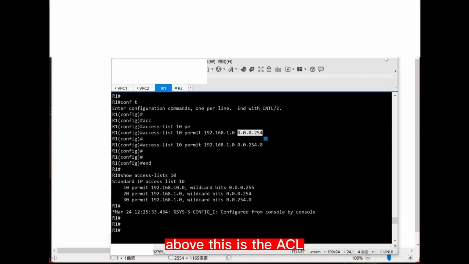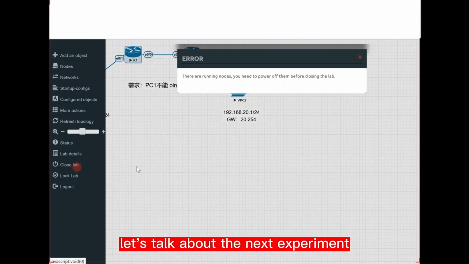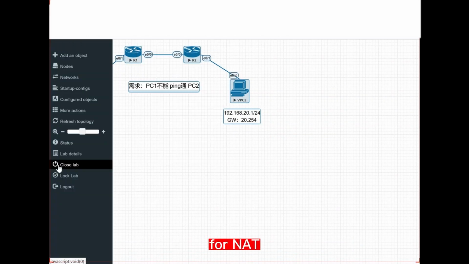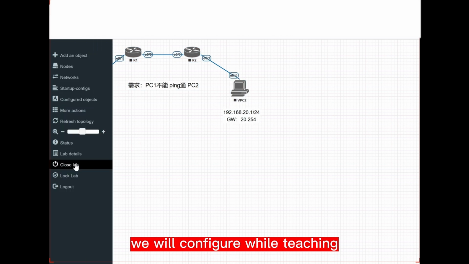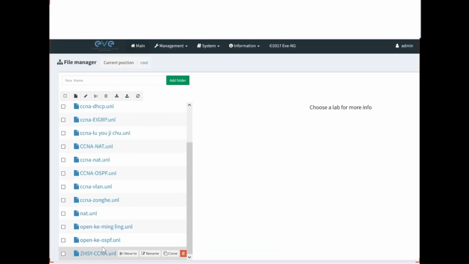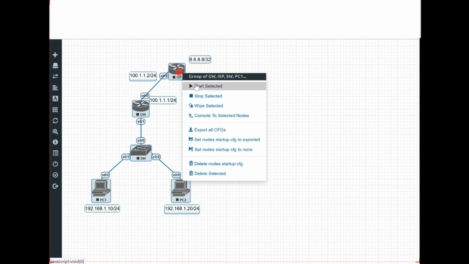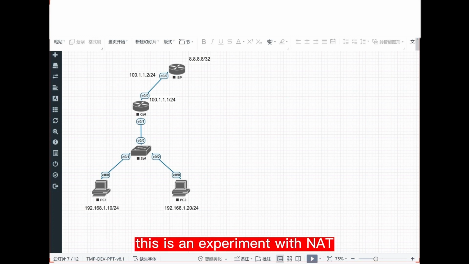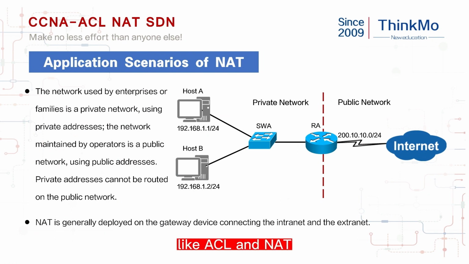Okay. Above this is the ACL. Let's talk about the next experiment. We are going to learn NAT. For NAT, we will configure while teaching. I turn this off first and start the next experiment. I have to open it first, otherwise it will be a little slow to load in a while. This is an experiment with NAT. Like ACL, NAT is actually very simple. For the experiment, first let's talk about the NAT scenario.